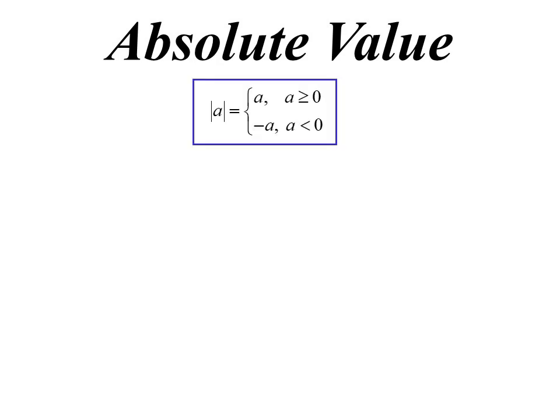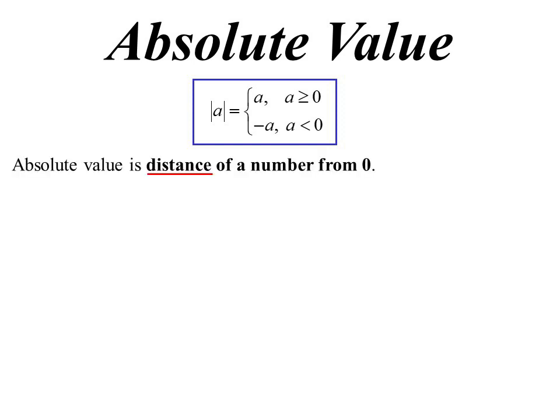Let's take a look at our absolute value function, what it does to functions and numbers and things like that. The actual definition of absolute value is this. It's a if a is greater than or equal to 0, but it will be negative a if a is less than 0. So that is the actual definition of absolute value. And that becomes important later on.